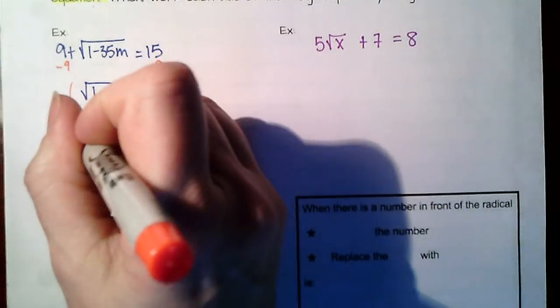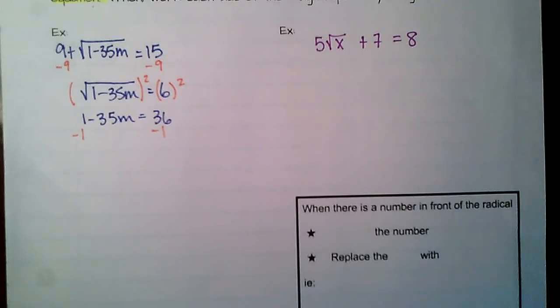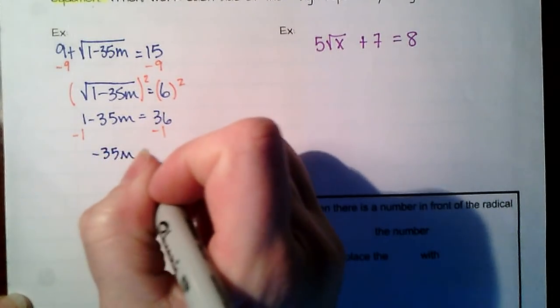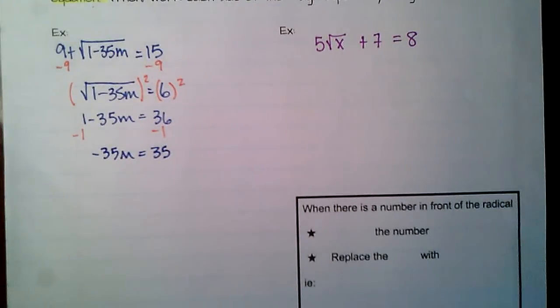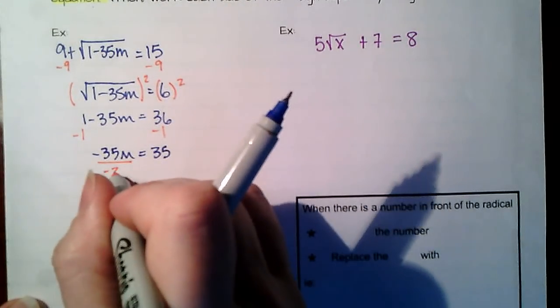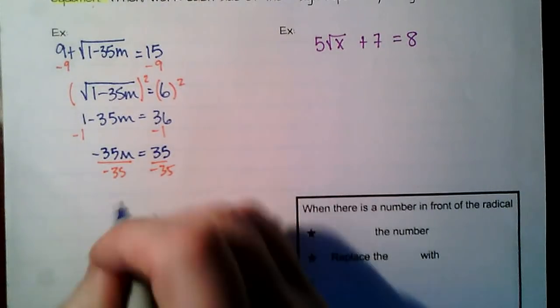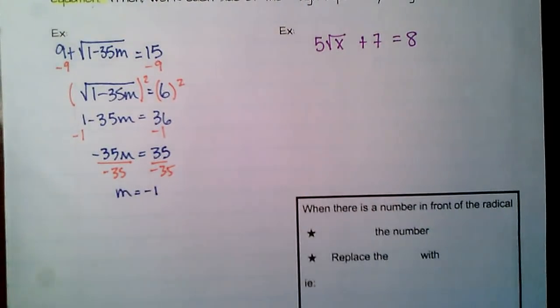I then subtract the 1 from both sides because I have a linear equation. I get negative 35m equals 35. Divide both sides by negative 35. And I get m equals negative 1.